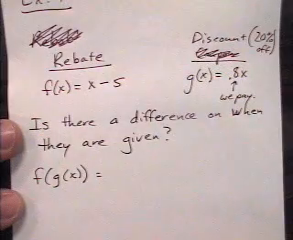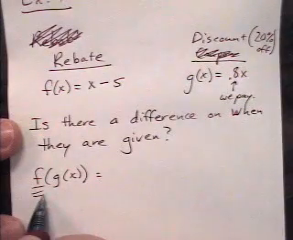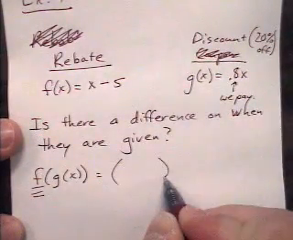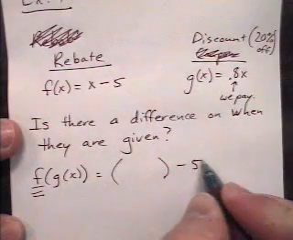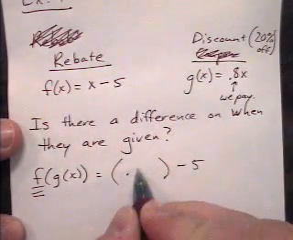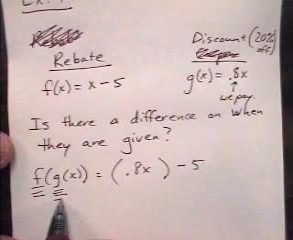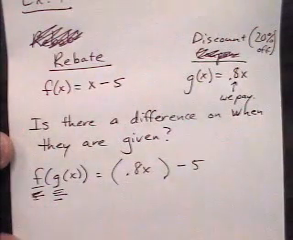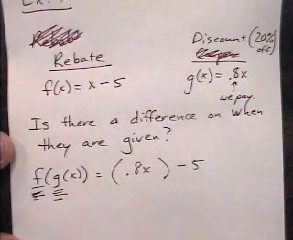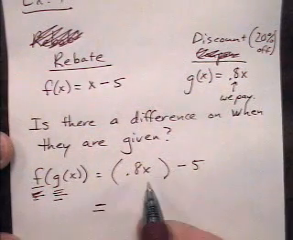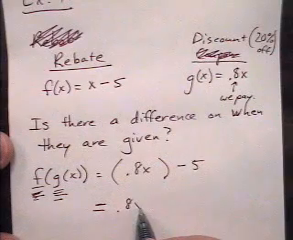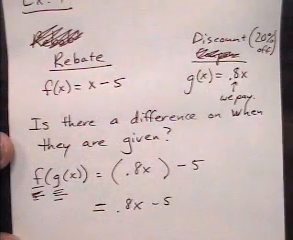So f of g of x, the f of x function, the one on the outside, says whatever we are doing, we're going to subtract 5. So obviously this is discount first, rebate second. Discount first, rebate second. Not a whole lot of simplifying can happen. There it is, 0.8x minus 5.